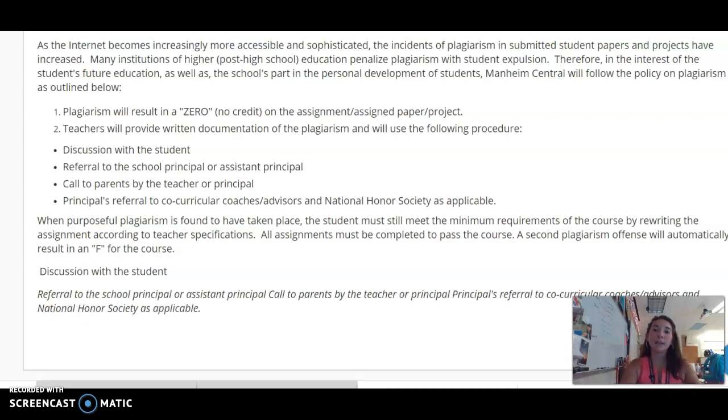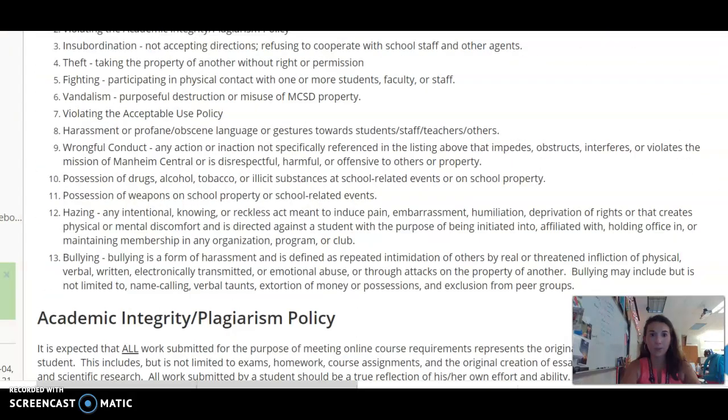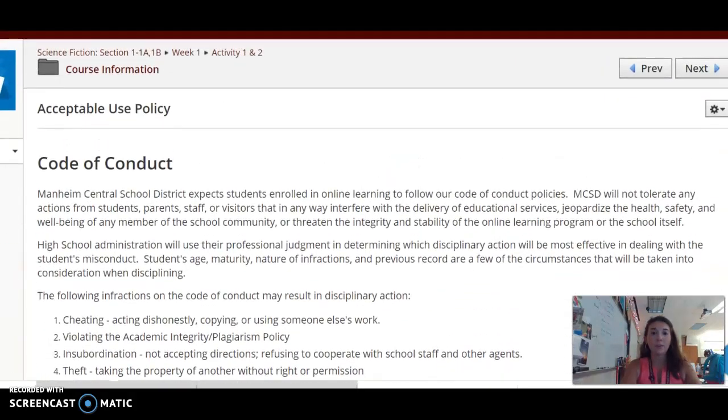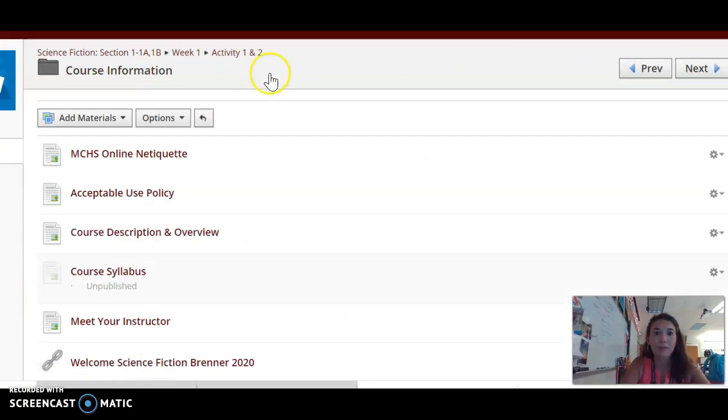Alrighty, and so that is all the information that is posted about the Code of Conduct and Acceptable Use Policy. And so that is everything that I wanted to go over with you today about Netiquette and our policies as far as information that is used and established in our online classroom.